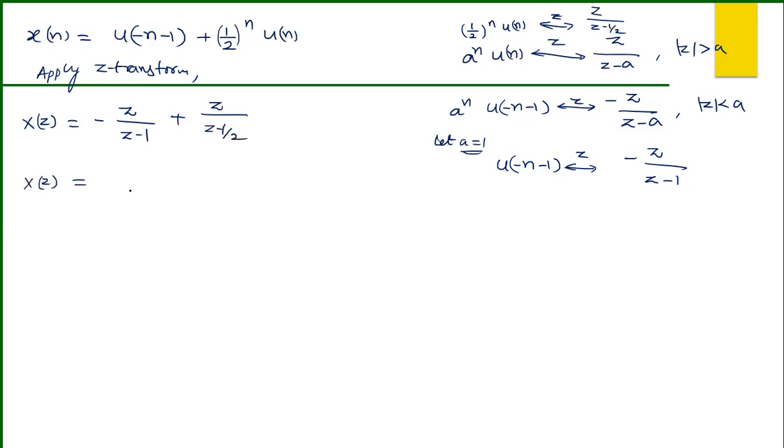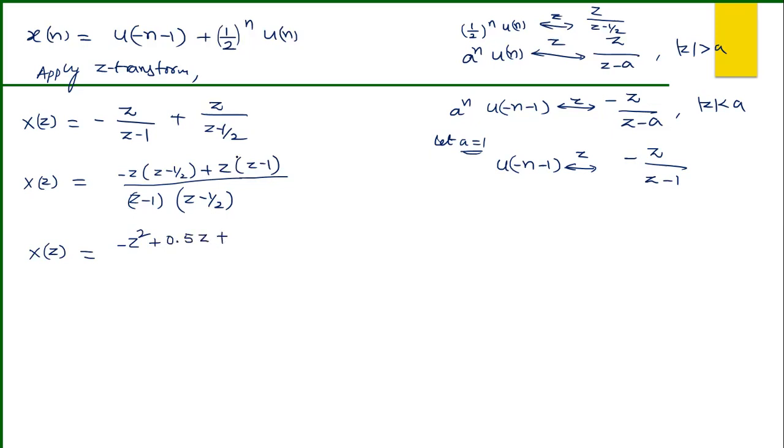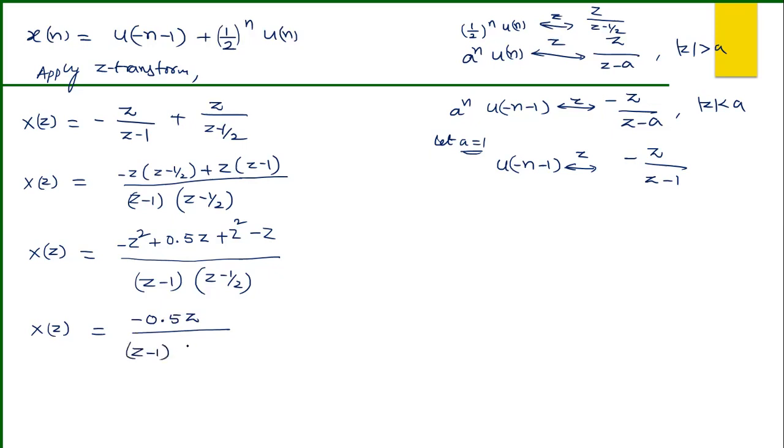Now you can write x of z, taking the LCM as z minus 1 into z minus 1 by 2. In the numerator, how much do we get? Minus z into z minus 1 by 2 plus z into z minus 1. Because we need to calculate h of z, we need to simplify this. So minus z square plus 0.5 into z, plus z square minus z, divided by z minus 1 into z minus 1 by 2. Now x of z is z square minus z square cancels to 0, minus z plus 0.5 z, so we get minus 0.5 z divided by z minus 1 into z minus 1 by 2.